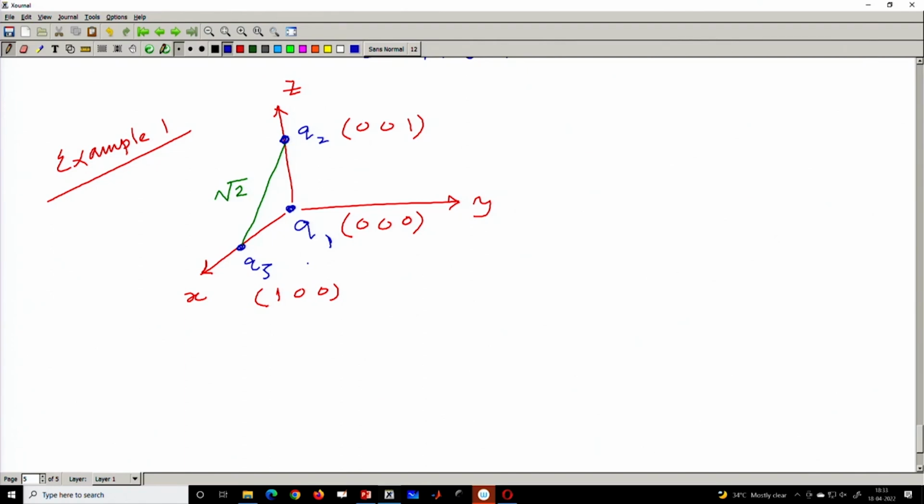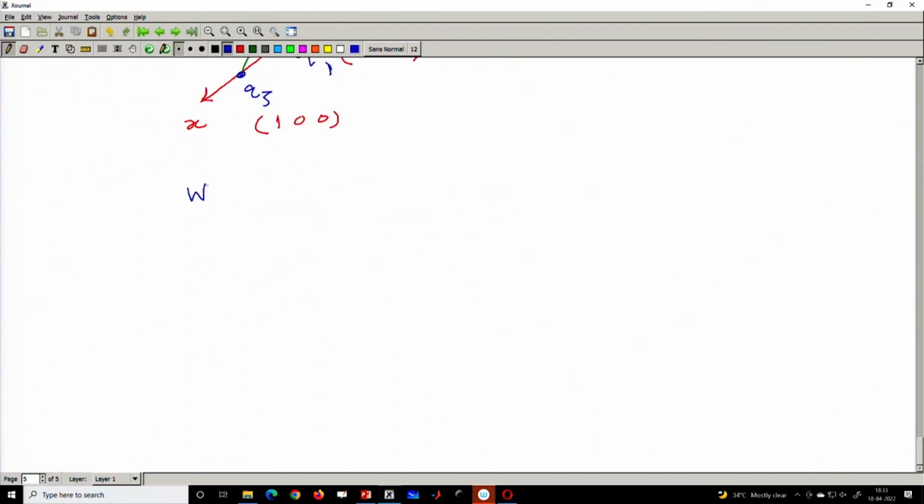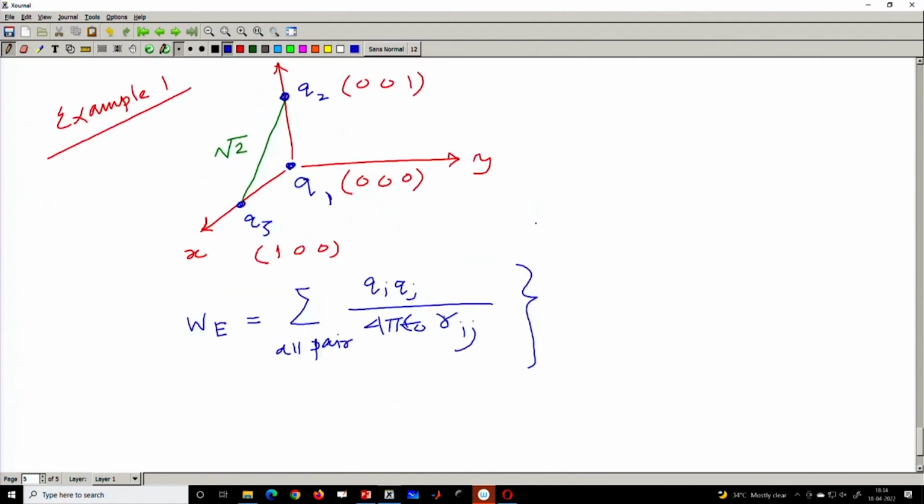Now, the question is, if I have this 3 charge distribution q1, q2 and q3, then what should be the energy? This I know. This is the formula for discrete charges, all pairs, q_i q_j divided by 4 pi epsilon 0 r_ij. This is the formula we know. We are going to use that here. I should have 3 pairs.